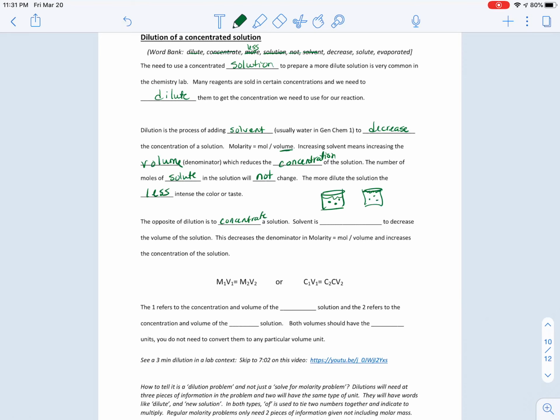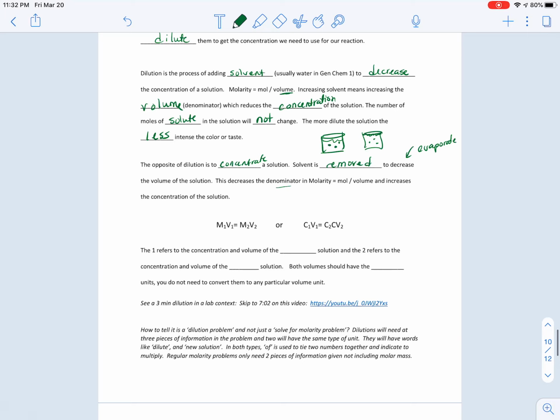The opposite of dilution is to concentrate. A solution is concentrated when solvent is removed. If you're trying to concentrate something, you remove the solvent to decrease the volume, and it decreases the denominator. So by the way, this is evaporation, like you're evaporating some of it.